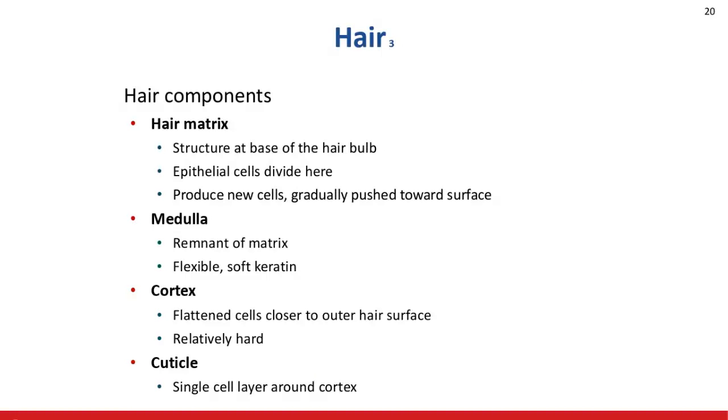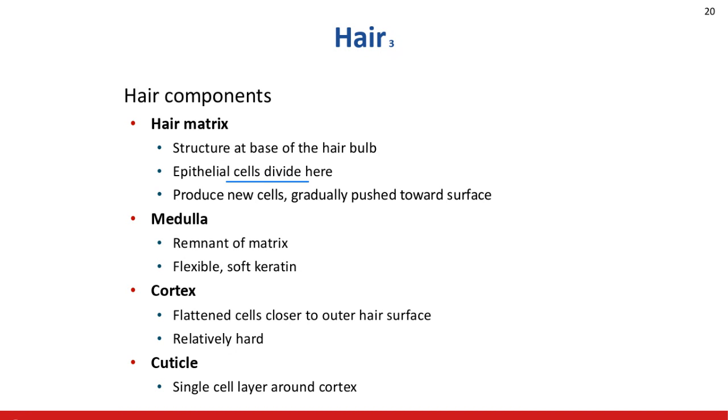The part we call the hair matrix is where we see the cells that are dividing and growing. So in this region, like we saw with the nail root, the hair matrix cells are constantly dividing, and they push the hair. That's why it grows up and out of your skin, because the new cells get pushed towards the surface. This occurs in the hair matrix.